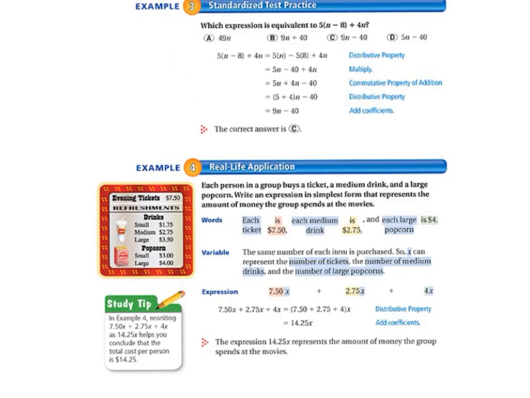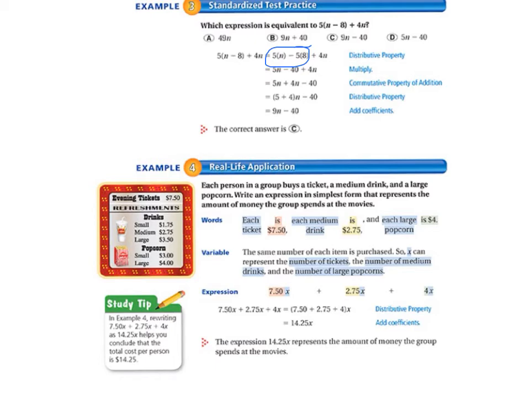Let's take a look at example 3, standardized test practice, and it asks which expression is equivalent to 5 times n minus 8 plus 4n. So first of all, we need to recognize that we're using the distributive property. So 5 gets multiplied by everything in the parentheses. So 5 times n minus 5 times 8. That's right here. And then we add the 4n.